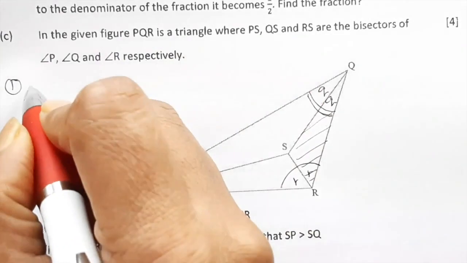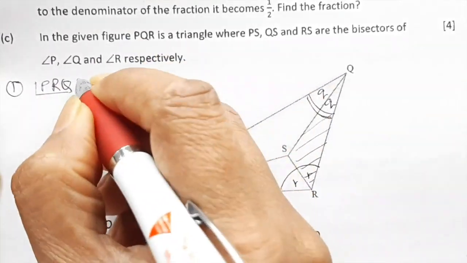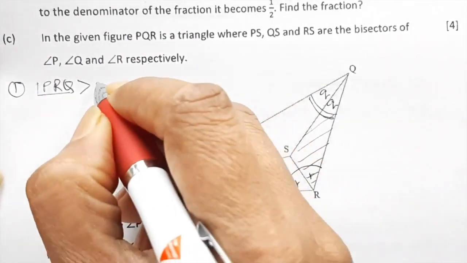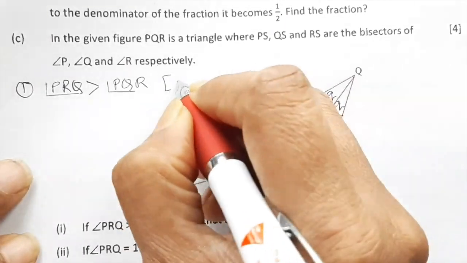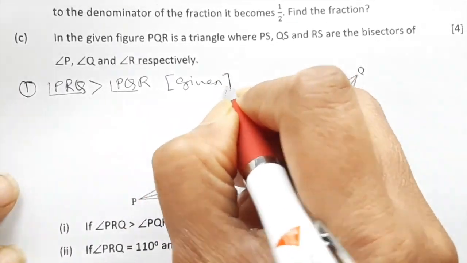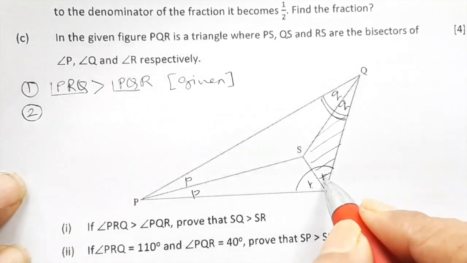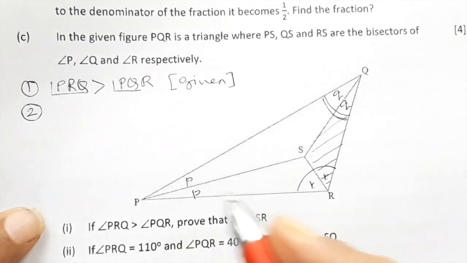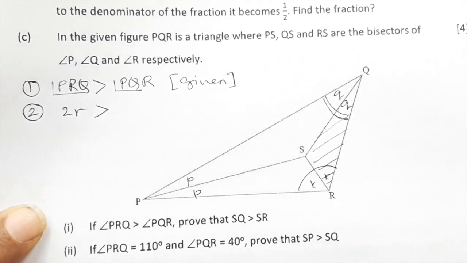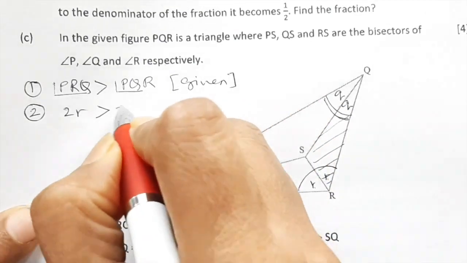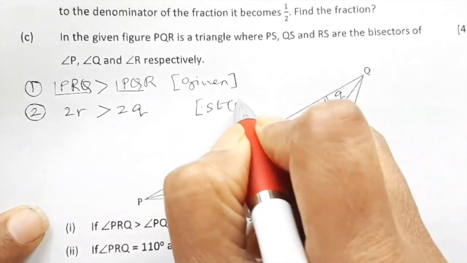First part we will say angle PRQ is greater than angle PQR. This is given. Okay, now PRQ is R plus R. So we have 2R is greater than 2Q. This will be from statement 1 and diagram.